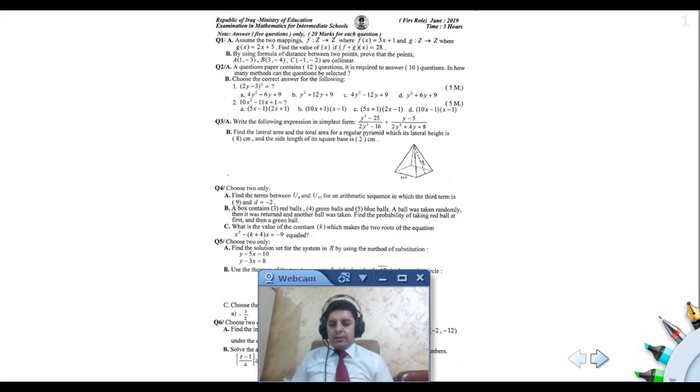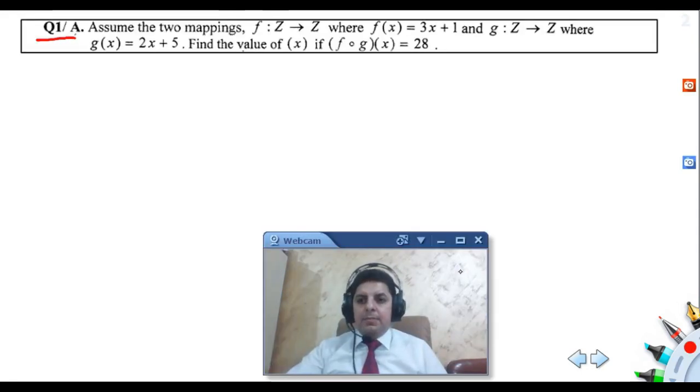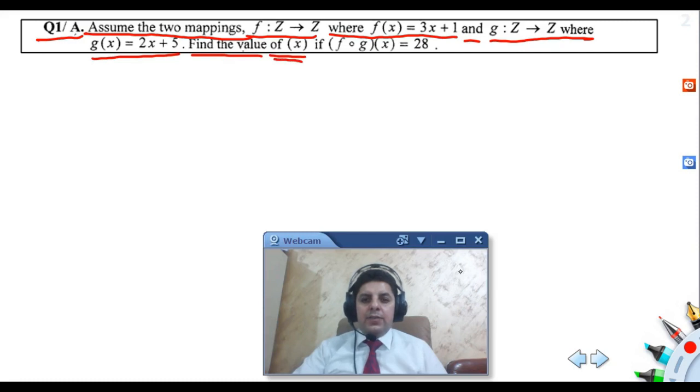Question 1, part A, about mapping. Part 1, assume the two mappings. First mapping f from Z to Z, where f of x equals 3x plus 1, and second mapping g from Z to Z, where g of x equals 2x plus 5. Find the value of x if f compose g of x equals 28.